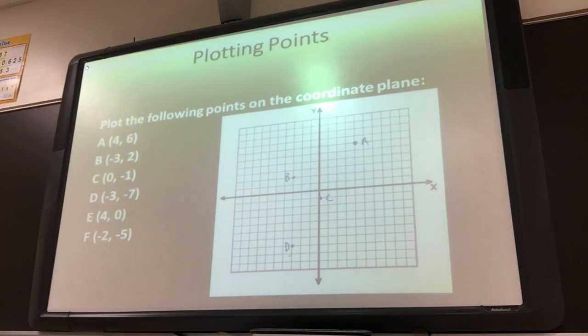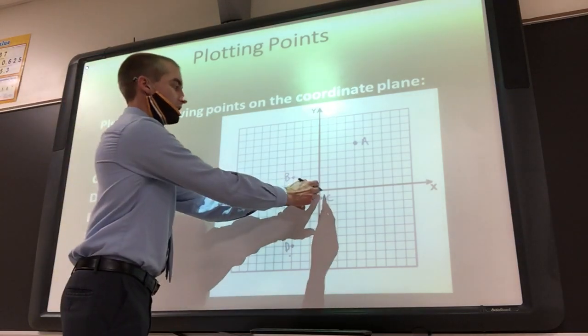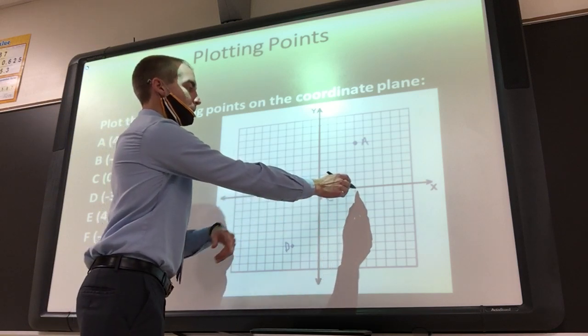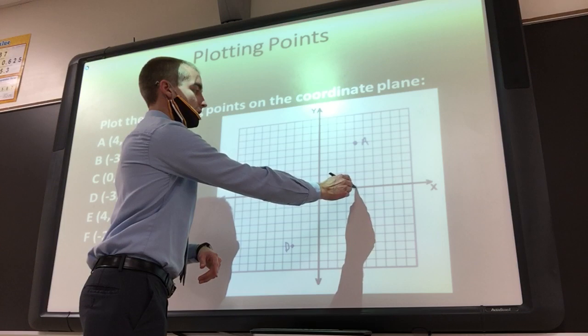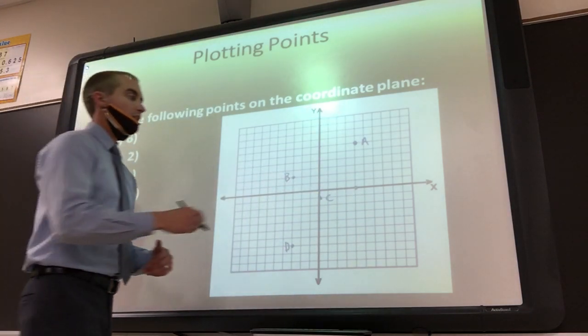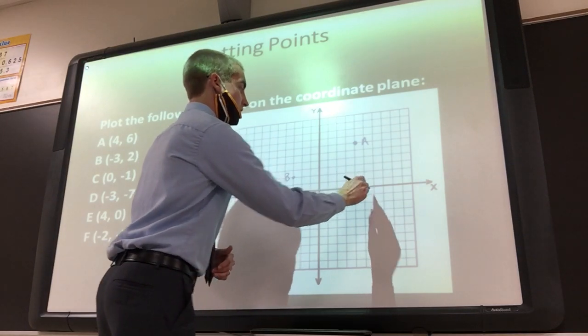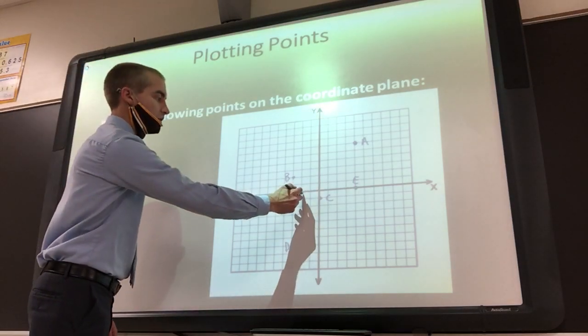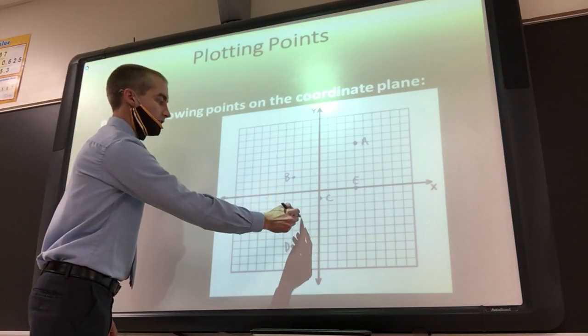Point E, 4, 0. So 4, 0, I'm going to go positive 4, which means I go 4 times to the right. Do I need to go up or down any? The y coordinate is 0. That means I haven't gone up or down. So point E just stays there on the x-axis. And then point F, negative 2, negative 5. I'm going to go left 2 and down 5.